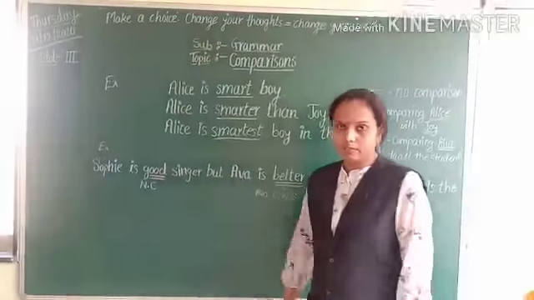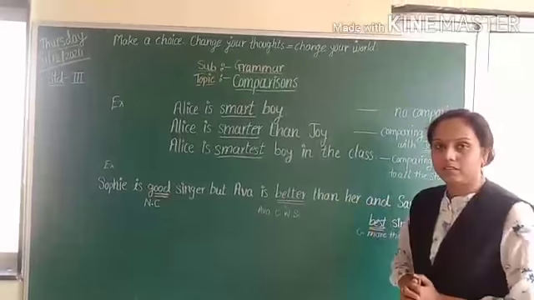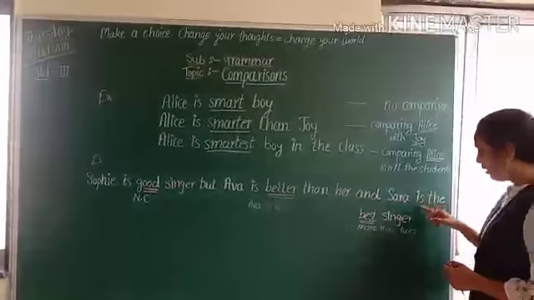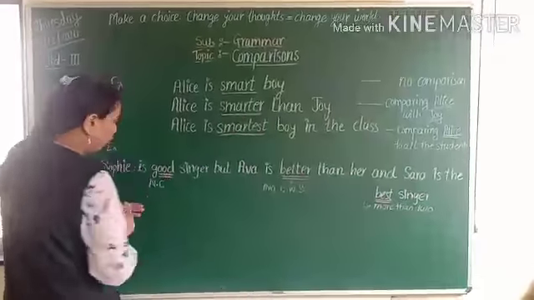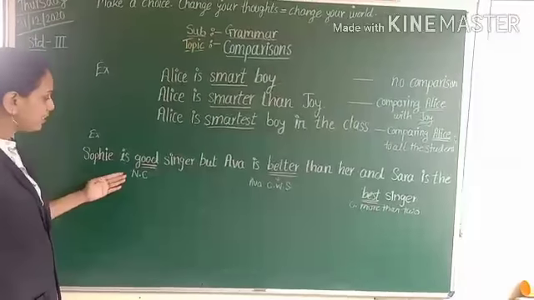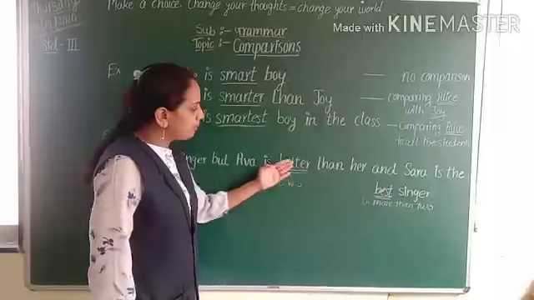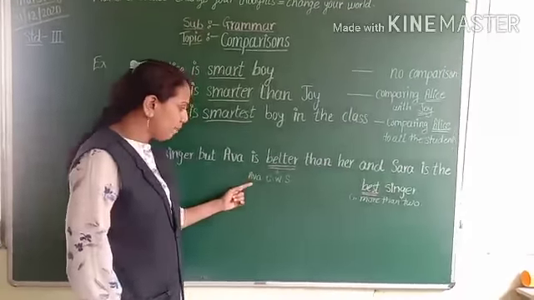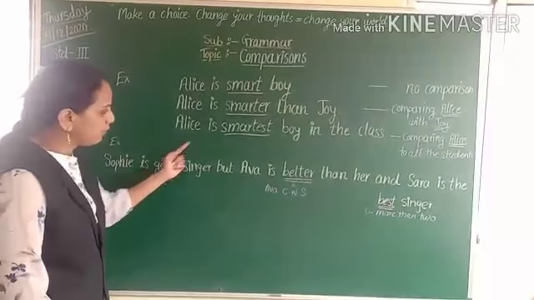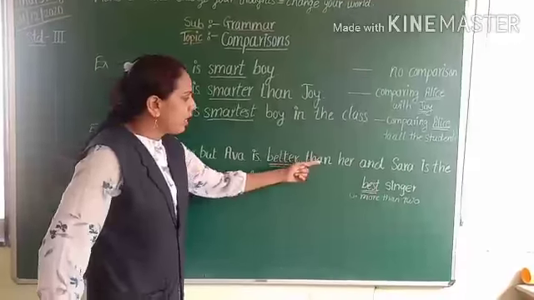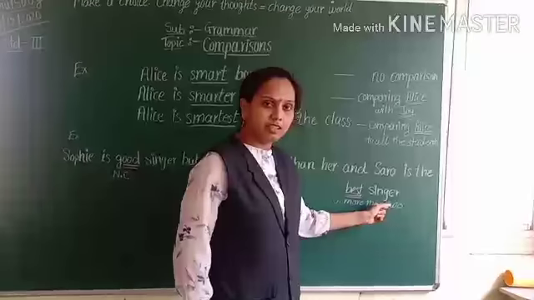Sophie is a good singer, but Ava is better than her. And Sarah is the best singer. Understood? See, in this sentence, Sophie is a good singer. Here there is no comparison. Understood? But next, Ava is better than her. It means here is the comparison between Ava and Sophie. Understood? Good changed into better. Then Sarah is the best singer.